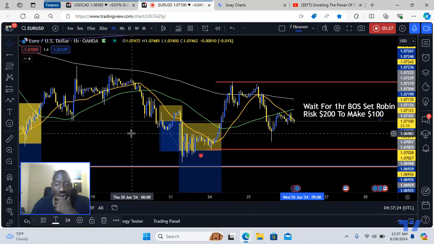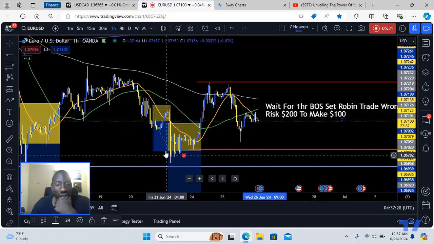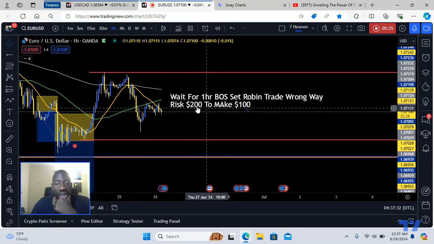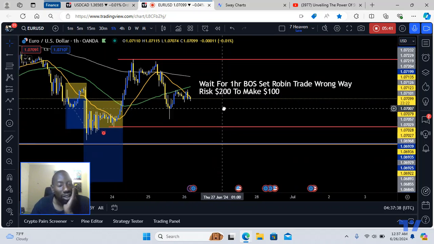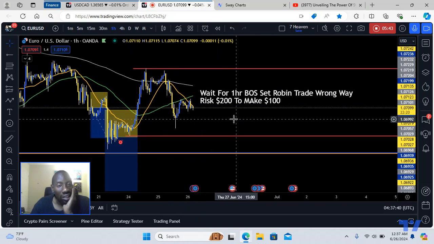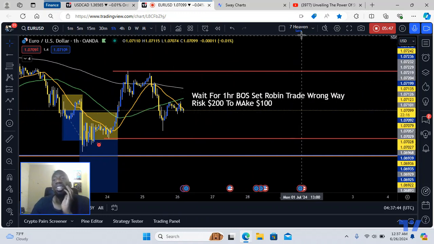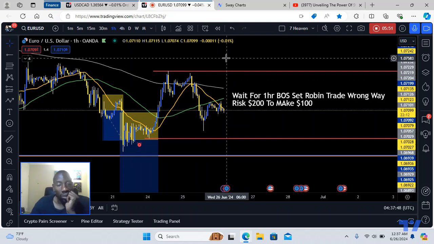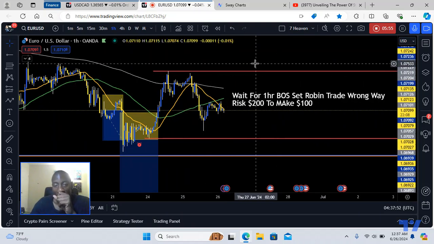This thing, I'm waiting for a 1-hour break of structure. And I realized I set the Robin trap the wrong way. We had this current situation right here. So I'll be waiting for the 2 mini wins. I'm risking $200 to make $100 on the first one, and then that next setup right after this, I'll be risking $100 to make $50. So get my 150 there. But yeah, we gotta wait for that break of structure. It's still in up structure right now.